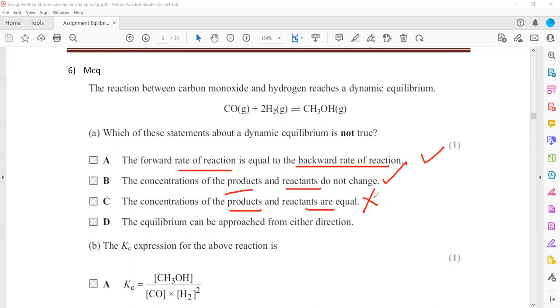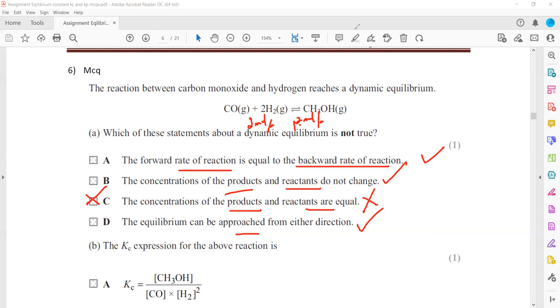Because the concentrations are not equal, it's not like 2 mole per dm cube here and 2 mole per dm cube here. That's wrong. They may have different concentrations, but their rates are equal. And equilibrium can be approached from either direction. That's true. If I start with a reactant or I start with a product, I can reach the equilibrium. So equilibrium is not affected by whether we started with reactant or product. So that's why C is the right answer.